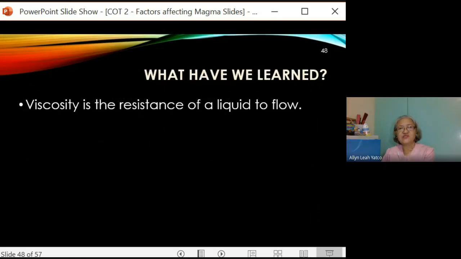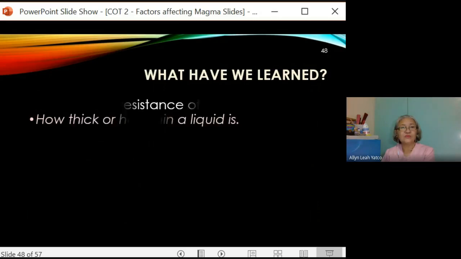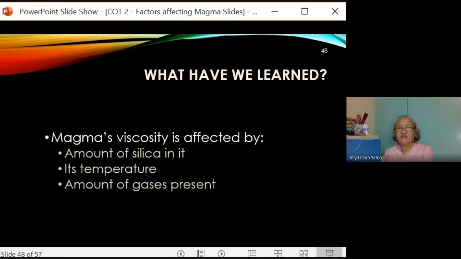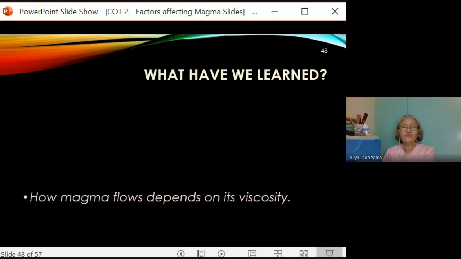Now let us summarize what we have learned. Viscosity is the resistance of a liquid to flow. How thick or how thin a liquid is. We can also define viscosity as such. There are 3 factors that can affect magma's viscosity: temperature, amount of silicon, and the amount of gases present in it. And of course, how magma flows depends on its viscosity.